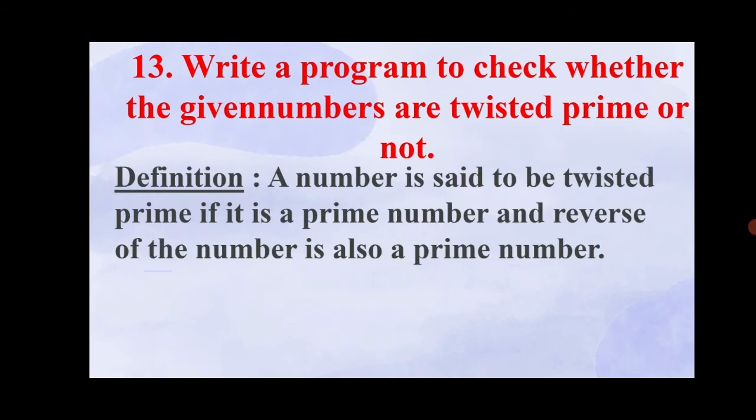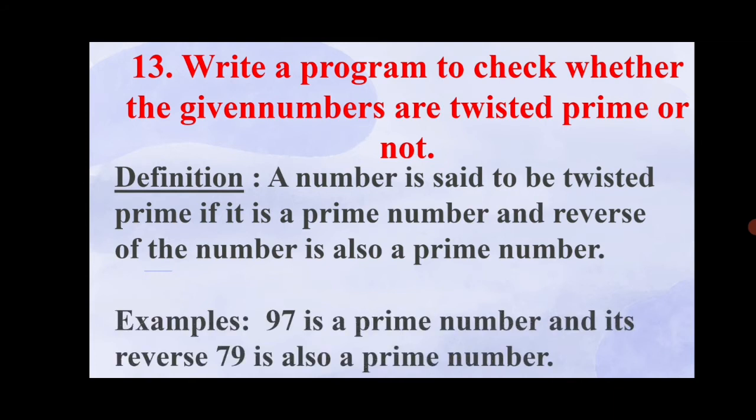The definition is here. A number is said to be twisted prime if it is a prime number and the reverse of the number is also a prime number. If the given number is prime and the reverse, if I reverse that number, is also a prime number, then only that number is called a twisted prime number.